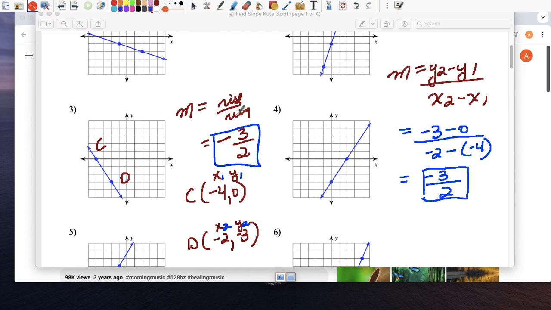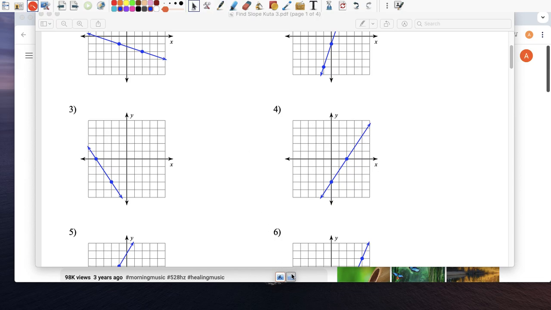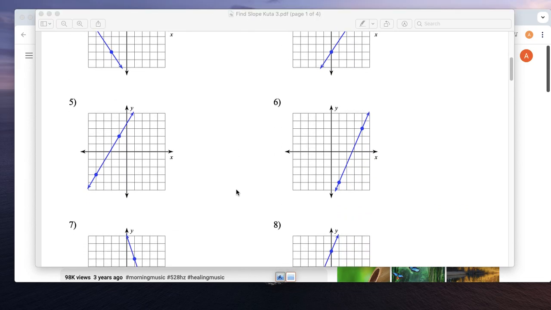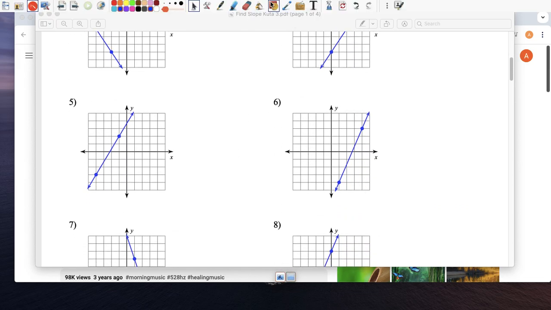You can just simply count if you wanted to. Why don't we do it that way? Well, because it's not always available for you to count. Sometimes you're not going to get a graph, you're going to get 2 points. And let's call this point E and F.